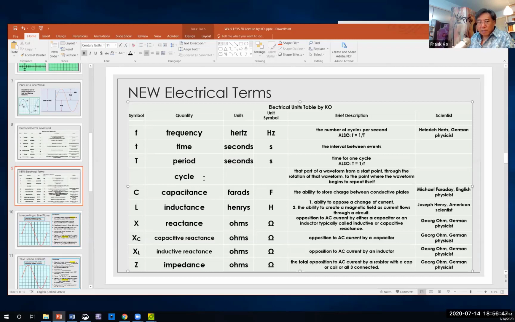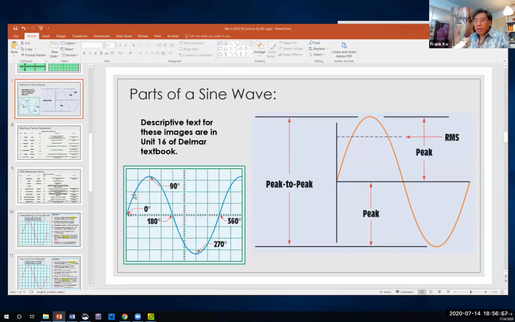So a cycle is that part of the waveform where it begins and it rotates to where it starts to repeat. So if we go back to this image here, do I have a starting point? Do I have a rotation from 0 to 90 degrees, then to 180, then to 270, then to 360 degrees? Am I showing more than one cycle in this display window? The answer is yes. It looks like one and a quarter cycles is being shown here.